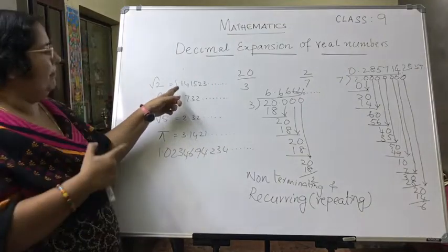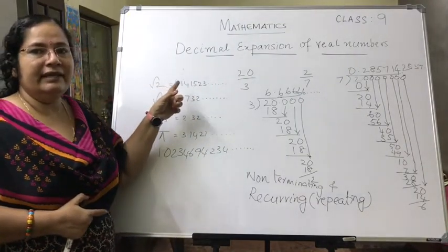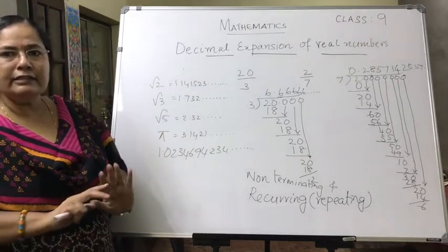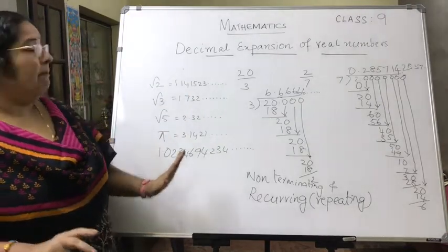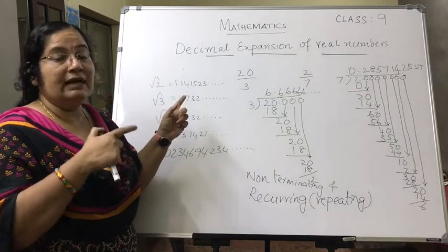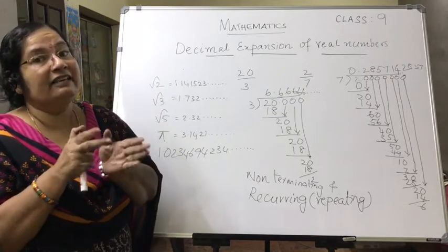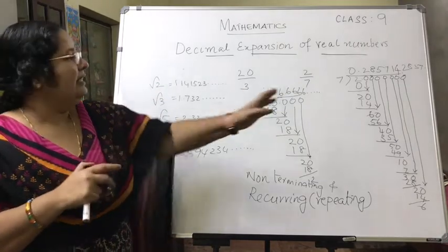Now see here, how is the decimal expansion? Here it is non-terminating, it is not terminating. But are the digits repeated? Of course, digits are repeated. But is it repeated after a particular interval? Is it like this?